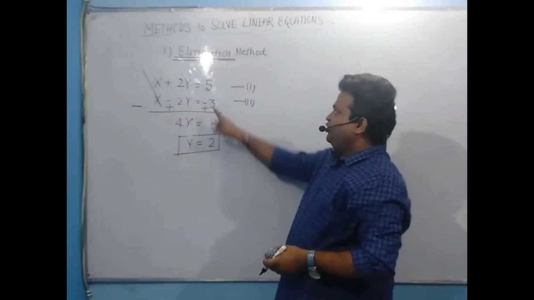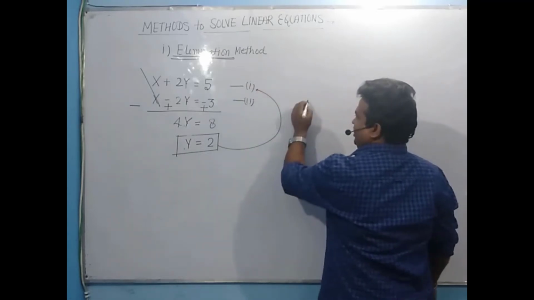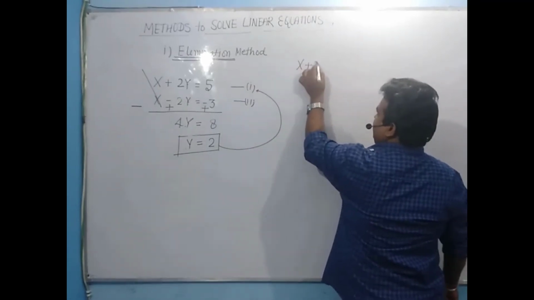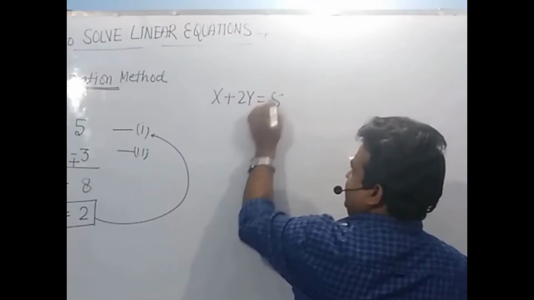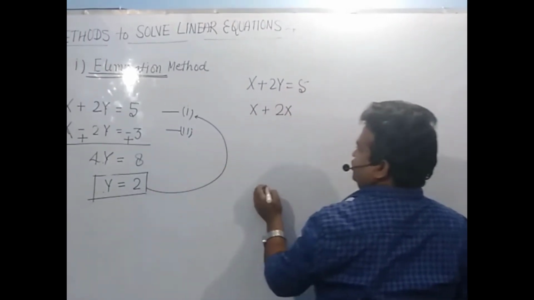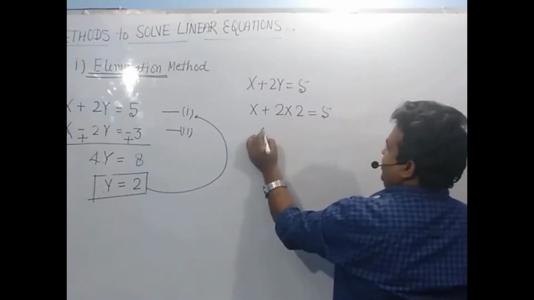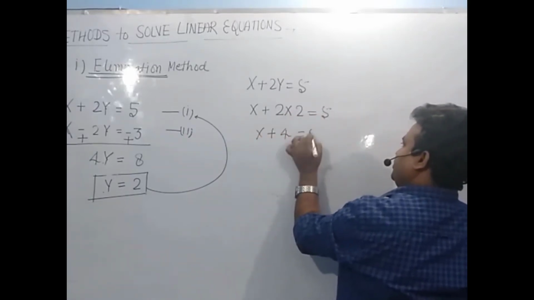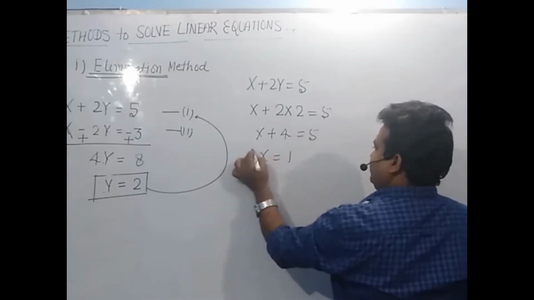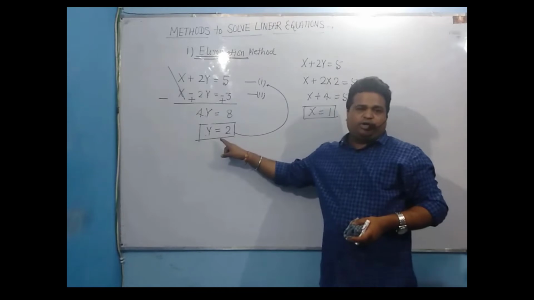Now putting this y value in this equation. So now I am putting this value in equation number 1. Equation number 1 is x plus 2y is equal to 5. So x plus 2 into the y value, I am putting y equal to 2, is equal to 5. So x plus 4 is equal to 5. So x becomes 1. So in this case also you will get x equal to 1, y equal to 2.